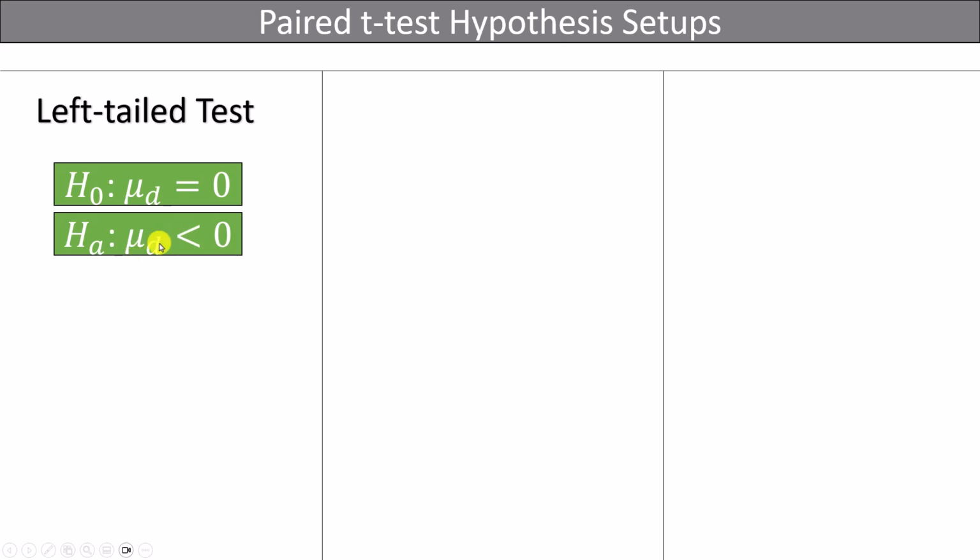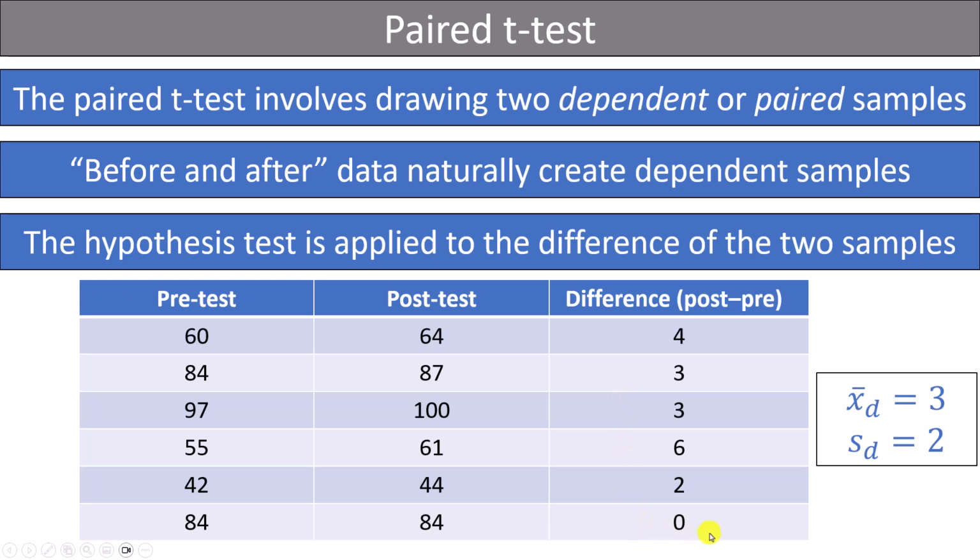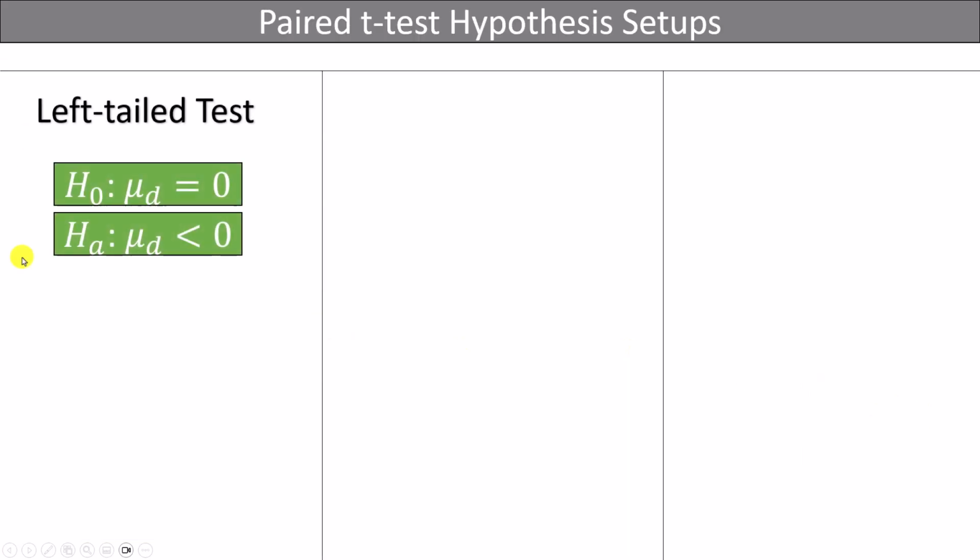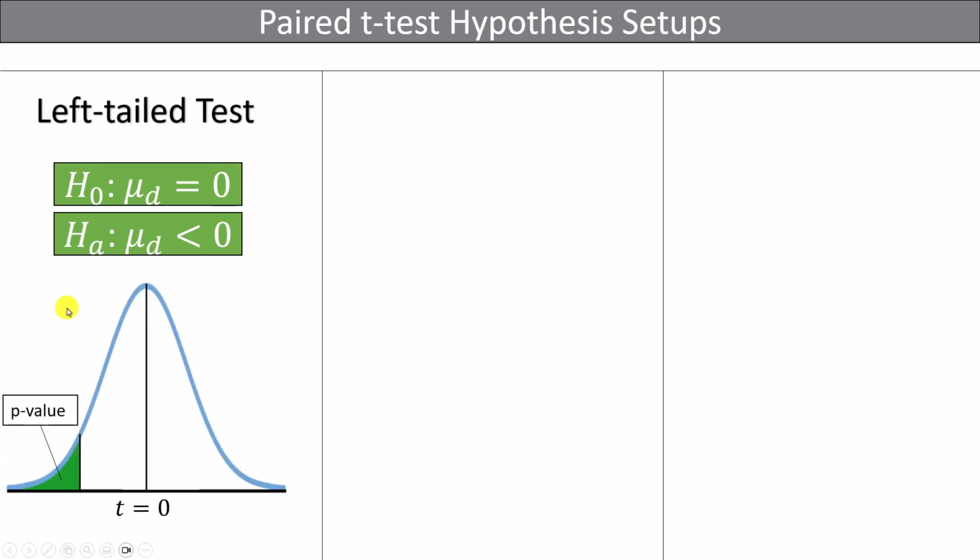And if the alternative was that mu sub d was less than 0, that's kind of like saying that on average these numbers are negative, which would actually mean people are getting worse on the post-test compared to the pre-test. They've actually, on average, done worse, which might not be the most appropriate hypothesis test for this setup, but in some cases the left tail test might make sense. So this would amount to finding a p-value in the left tail of the t distribution.